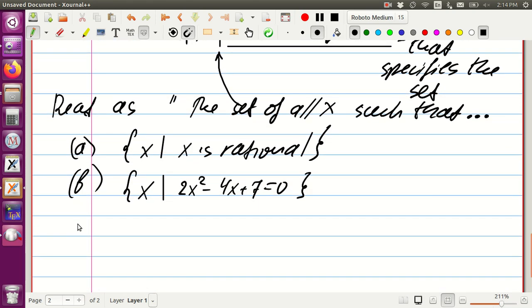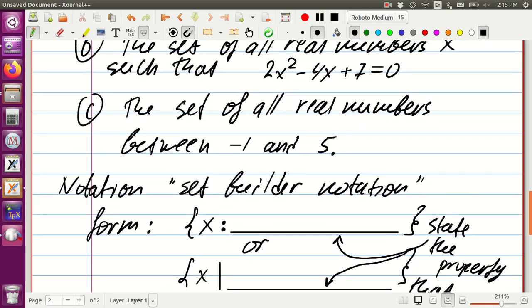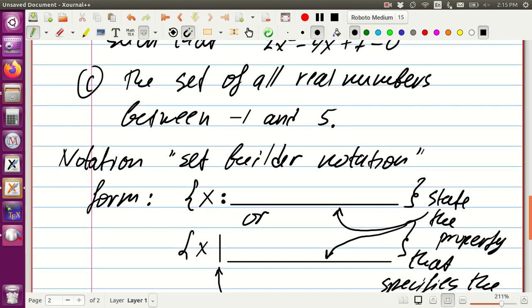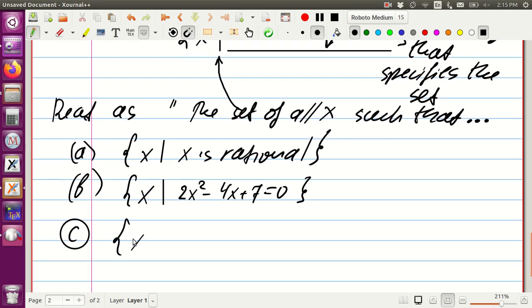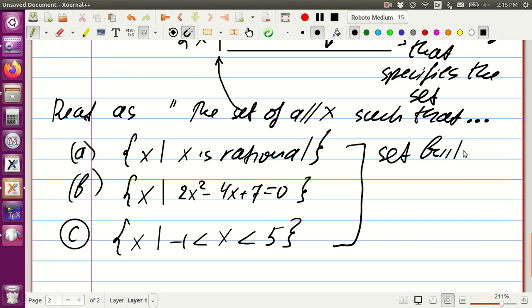That's correct. And part C, what does part C say in the previous exercise? The set of all real numbers between -1 and 5. So we can just say x such that x is bigger than -1 and smaller than 5. So this would be the set builder notation. All right, so just a convenient way to build sets when you can't really write it out.